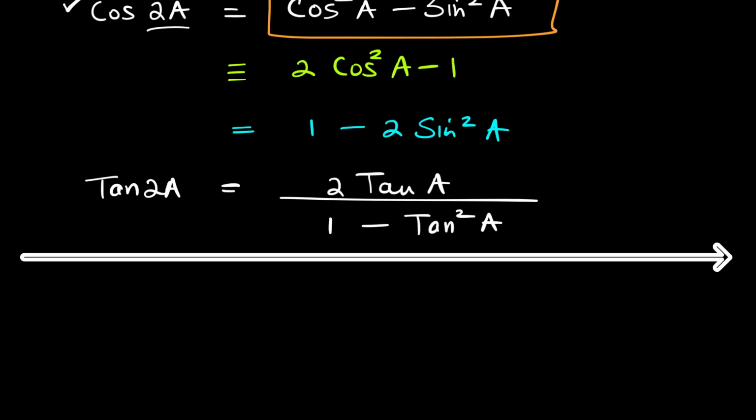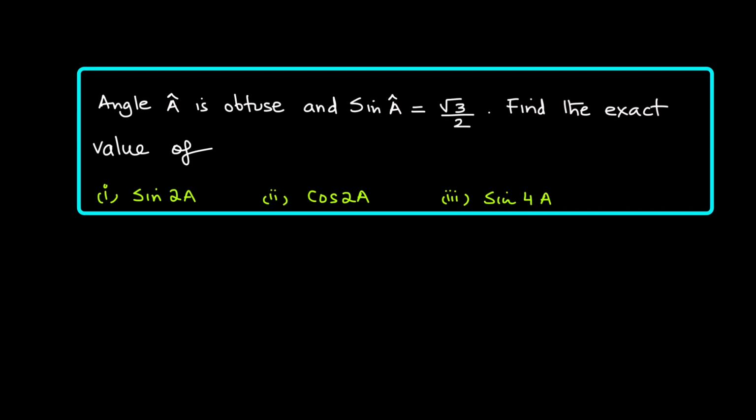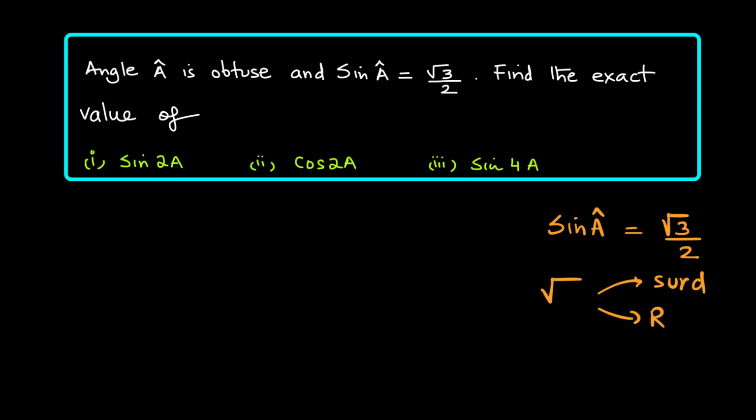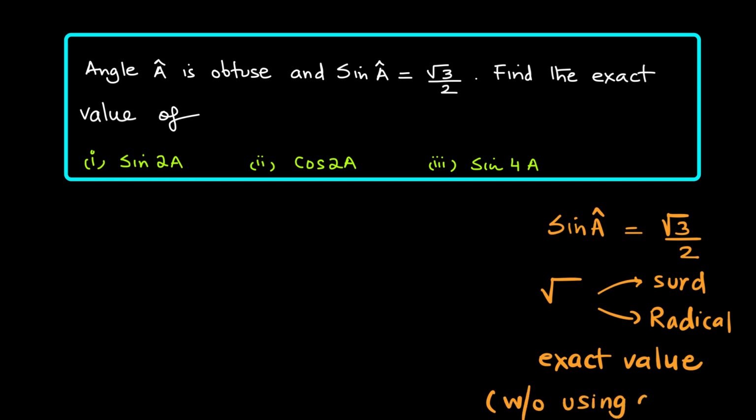So now let's get started with the first question. The first question says angle A is obtuse and sine of A is root 3 over 2. Now the first thing is the value of sine A is given as root 3 over 2. Root means the third form, also known as the radical form. This is the exact value of sine that's given. That means we are not using a calculator, so these values are without using a calculator.